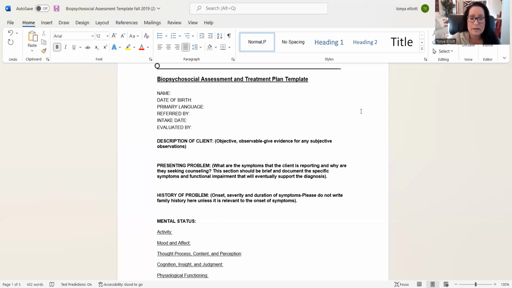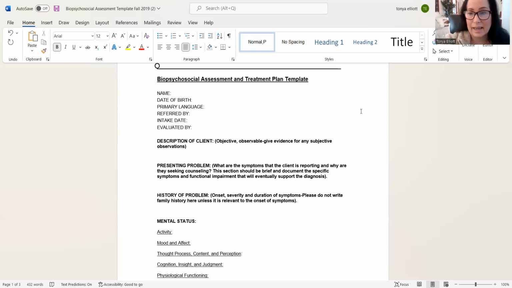All right, history of the problem is also a very important section diagnostically. In this section, we're talking about onset, severity, and duration of symptoms. Please do not write family history here unless it's relevant to the onset of the symptoms. If there was some precipitating event that involved a family member, or if there was a tragedy in the family, then that piece of the history could go here, so that we're documenting onset, right? Other than that, there's another place for family history.